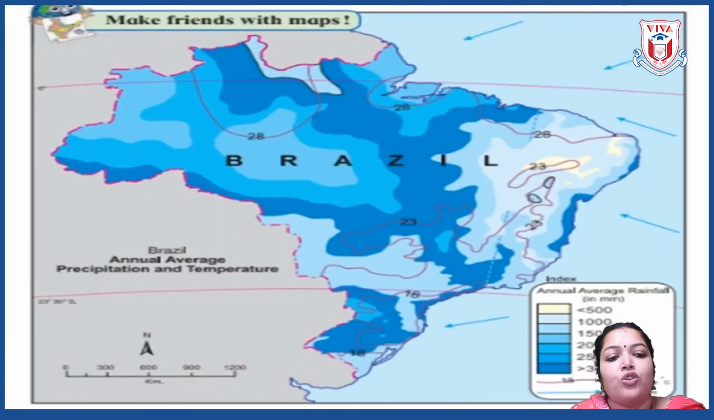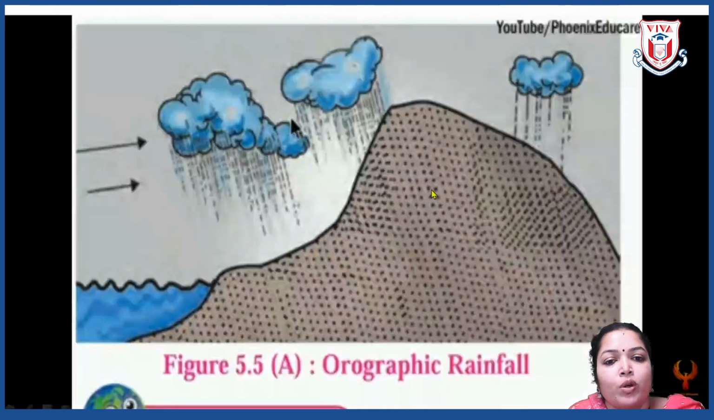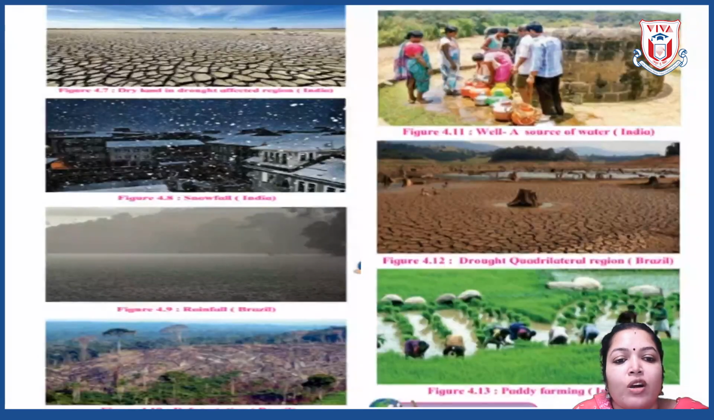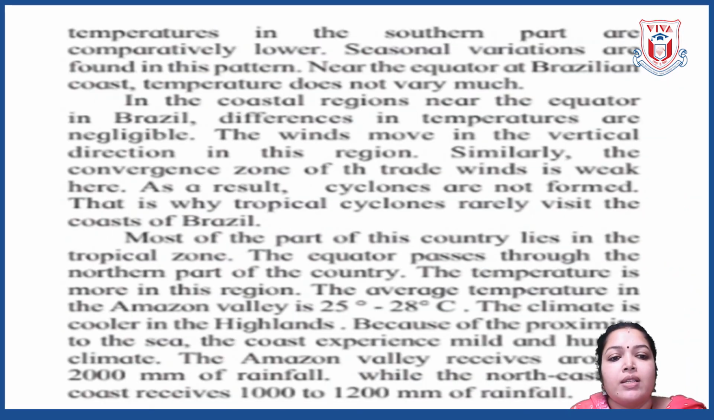The direction of these winds, the southeast and the northeast, these winds will never converge. The meeting of these two winds would be very rare, or we can say it is near to impossible. So, the creation of cyclones is also very low. So, we can say that because of the lack of convergence of these trade winds, cyclones are not formed, and that is why tropical cyclones rarely visit the coast of Brazil.